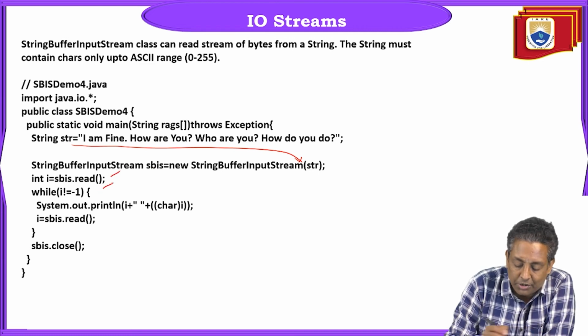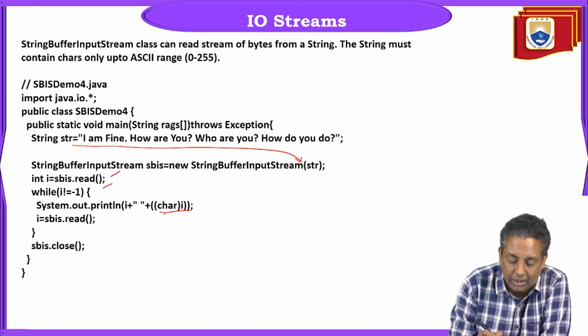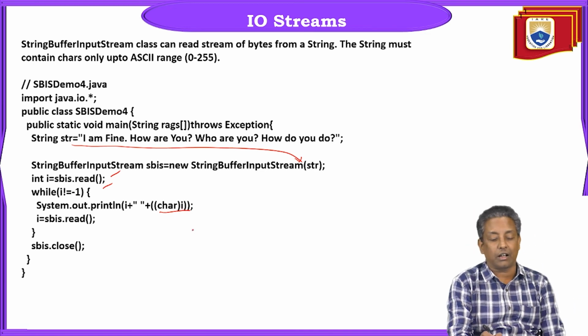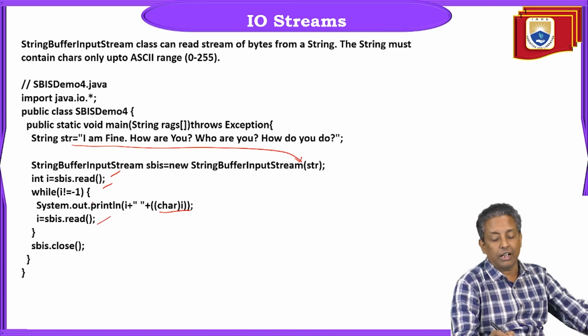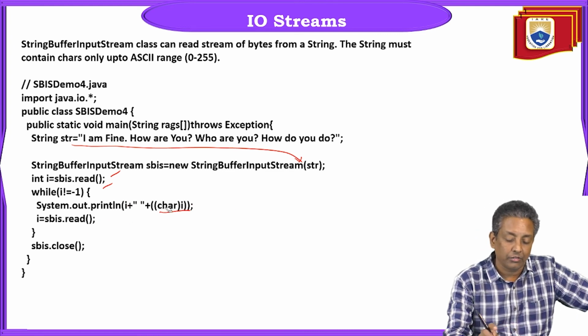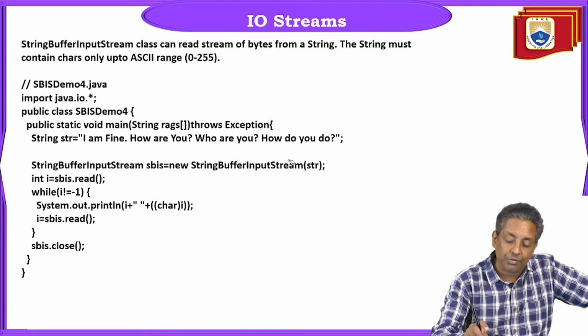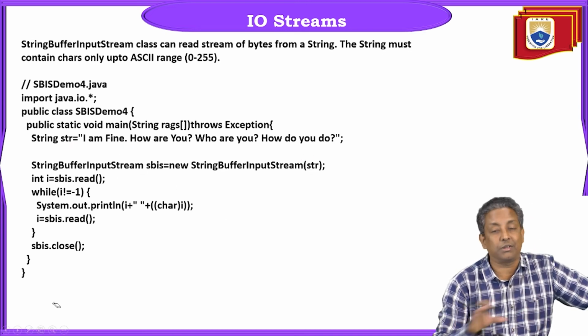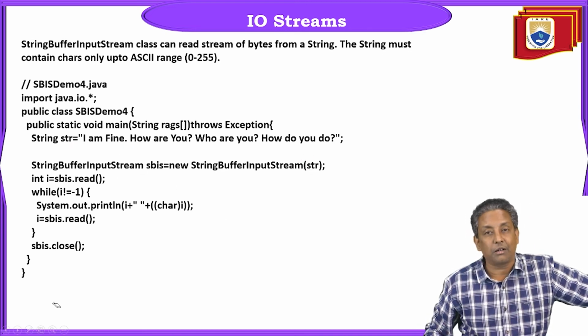So read each byte. If it is not -1, print that character's original character. Each i, we are typecasting into a character to get the original character. Again read the next byte, again not -1, print the character. Like that till the end of the string. And once one input output stream class program is understood, we can understand the remaining programs also.